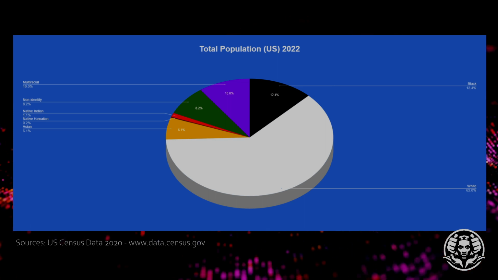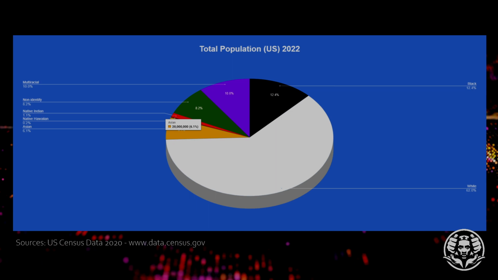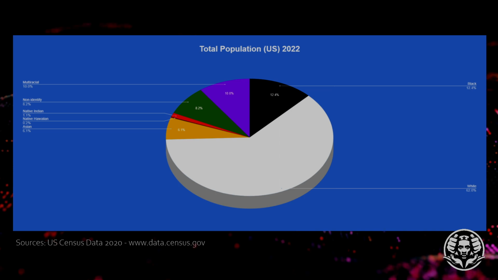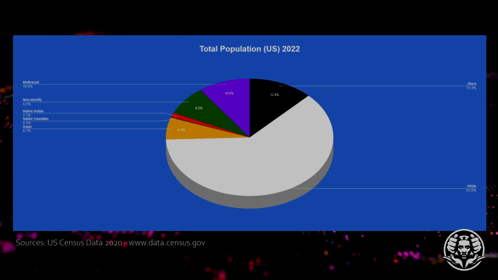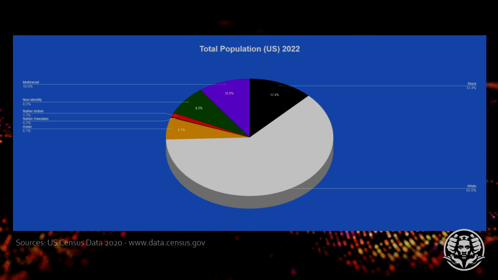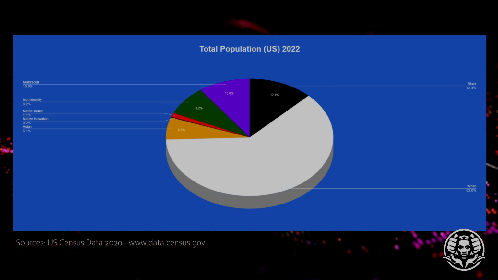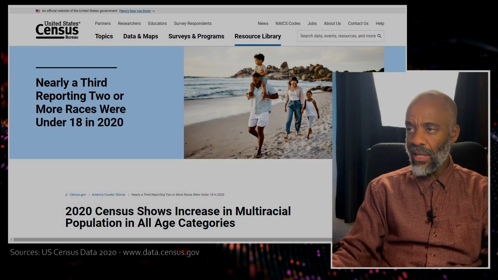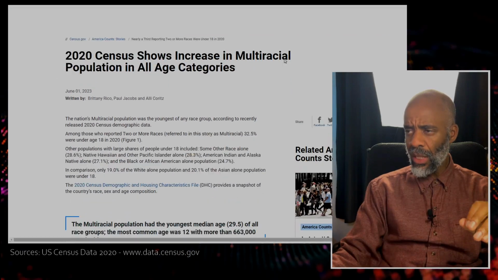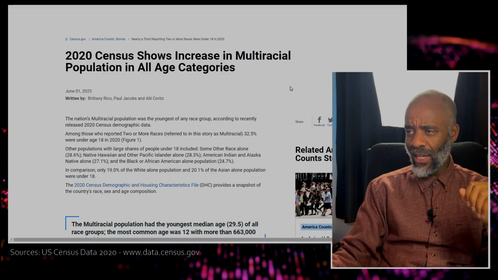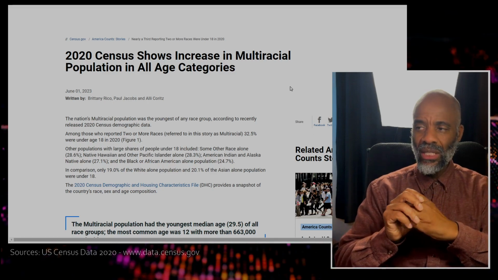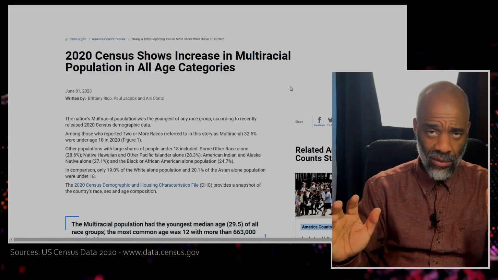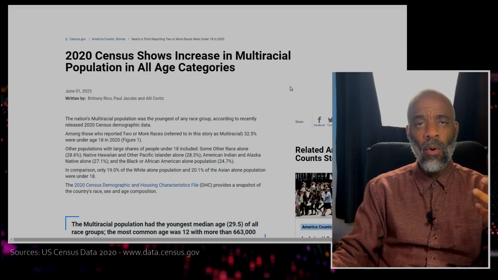Now, what I want to do real quickly before we look at the different metrics is talk a little bit about the 2020 census and what were the big major findings of the 2020 census, because it is relevant to what we're going to be talking about right now. So if I just switch for a minute over to the census.gov website, you can see here the headline: 2020 census shows increase in multiracial population in all ages. So this is one of the big takeaways from the 2020 census, which is that America is becoming more multiracial.